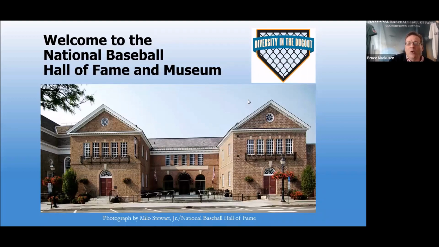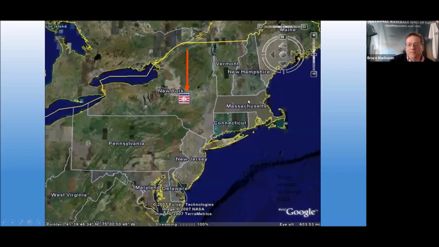Let's give you a sense of where we are geographically. Here we have a map of the northeastern part of the United States. You can see Pennsylvania, New Jersey, Connecticut, Massachusetts, and then the state that the Hall of Fame is in, and that of course is New York State.